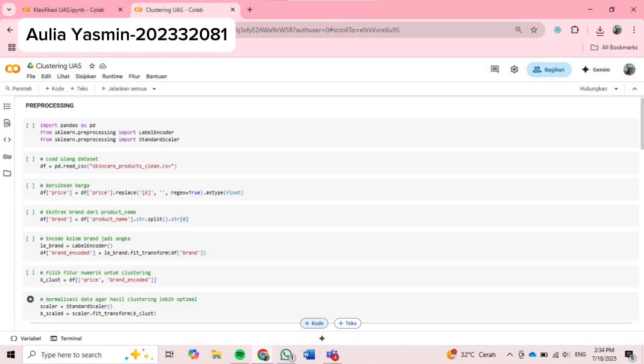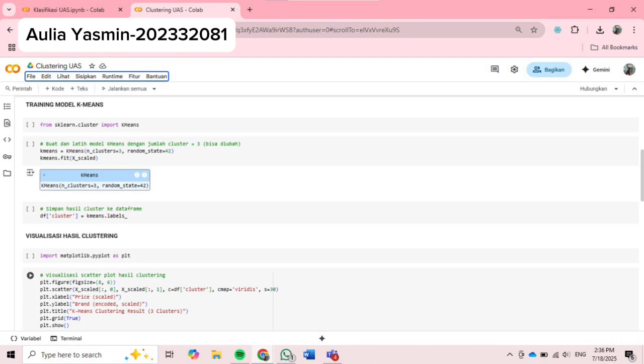Now for clustering, the first step before applying the K-means algorithm is preprocessing. I started by selecting the two features that will be used for clustering. The first one is price and the second is brand encoded. Since K-means clustering is sensitive to feature scale, I apply standardization using StandardScaler from scikit-learn. This process transforms both features so they have a mean of 0 and standard deviation of 1. Without scaling, the price feature, which has a much larger range, would dominate the clustering, leading to biased or meaningless results.